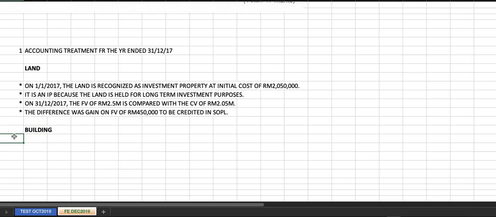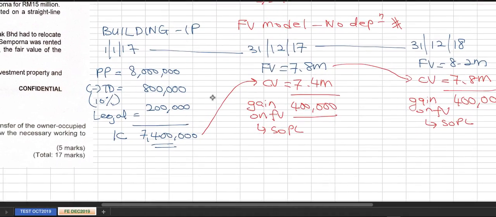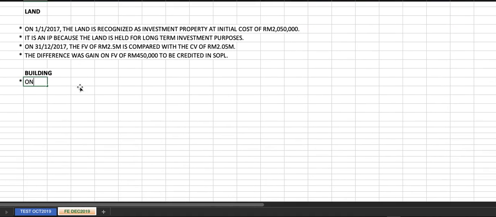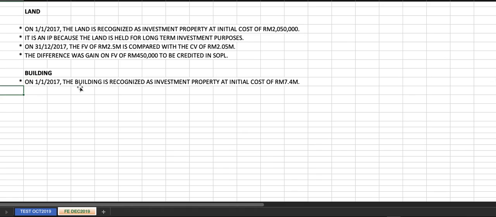Okay, so for the building, we have to talk about this one, and then we have to mention that because this is using a fair value model, there is no depreciation charge, and then you have to talk about what happened here. Firstly we will say on 1st January 2017, just follow the structure of the land. The building is recognized as investment property at initial cost of RM, how much was it? 7.4 million. You have to explain and justify why you can recognize that building as IP, even though part of it is used as office.